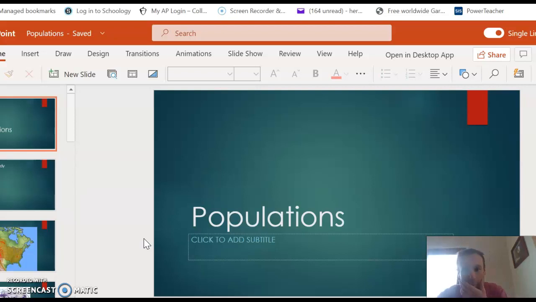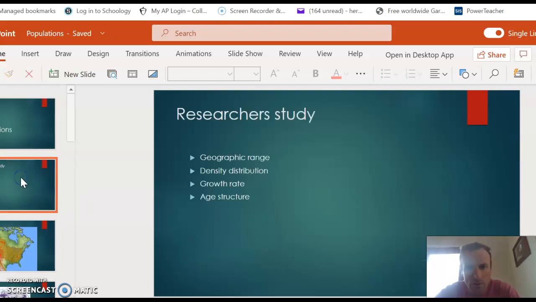We've been talking a lot about populations in this class, specifically the buffalo population in the Serengeti. Today we'll talk about some other animal populations and take a look at what researchers might study, ecologists who might be interested in managing these animal populations.